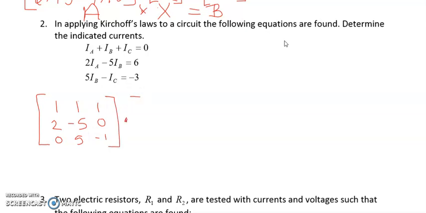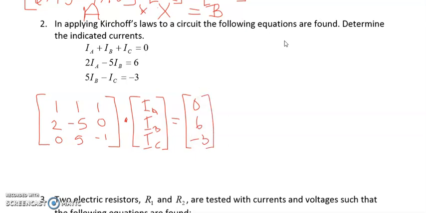You're going to multiply that by the variable matrix. We'll put down IA, IB, and IC. Now you can't really see all that well. This pen is not the greatest. And it's equal to 0, 6, -3. So again, you want to call this one A, that's fine. You don't even really need to name this one because you don't actually type it into your calculator. And I'll call this one B. So what you're actually going to solve is A inverse multiplied by B again. In that order. The order is important. It has to be in that order.